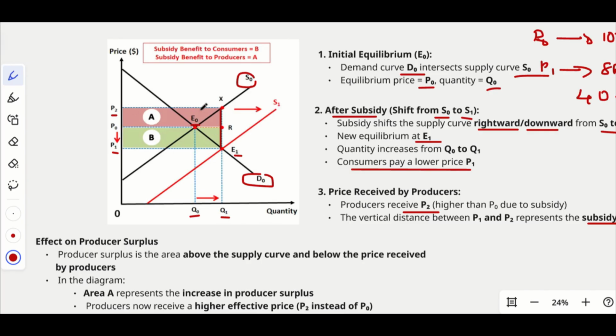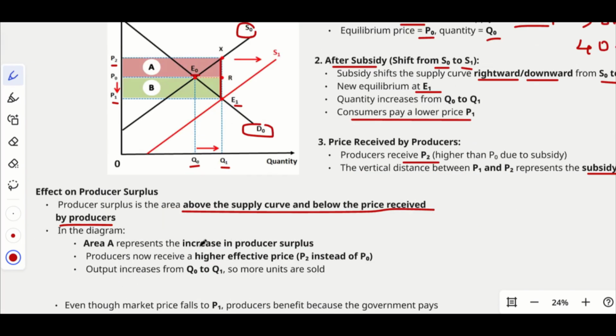The area A. Producer surplus is the area above the supply curve and below the price received by producers. In this diagram, area A represents the increase in the producer surplus, not the whole producer surplus. It is the increase, right? This much surplus has increased for the producers. Producers now receive a higher effective price P2 instead of P0, and output increases from Q0 to Q1.